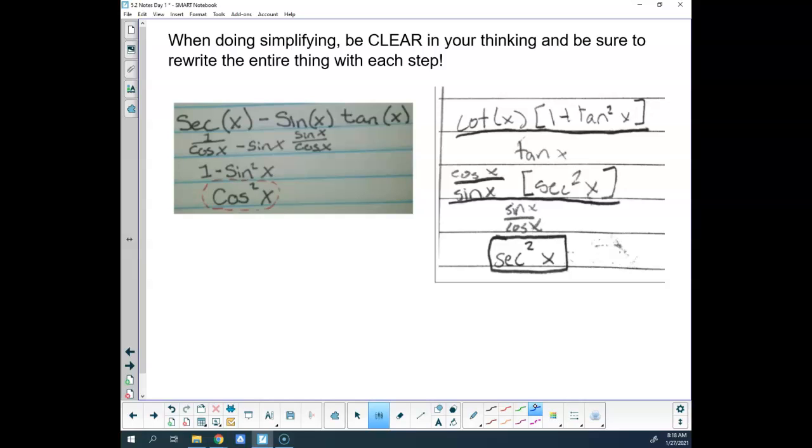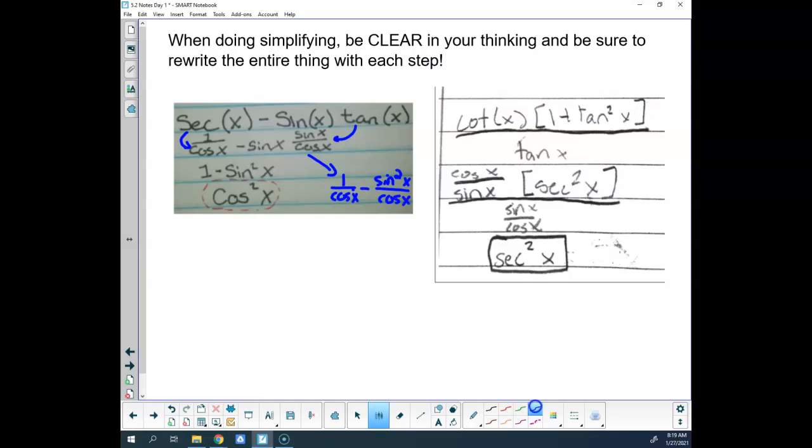So for instance, in this first one, yes, secant does become 1 over cosine. Yes, tangent does become sine over cosine. Yes, great first step. That's exactly what we would be looking for. But then, in this next step, where did the over cosines go? I don't know. I really don't know. This one should have gone to 1 over cosine minus sine squared over cosine.